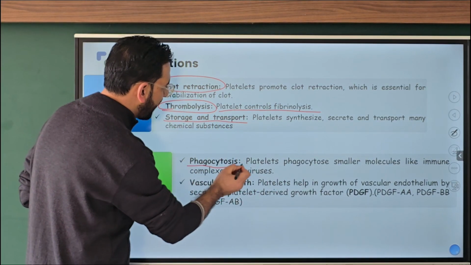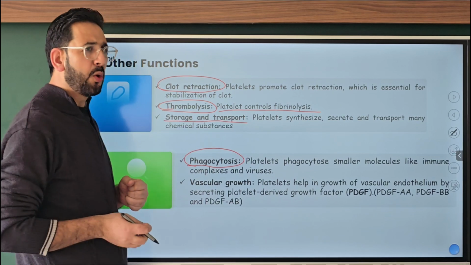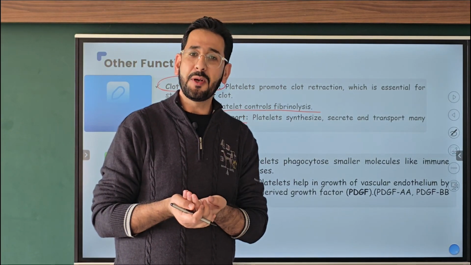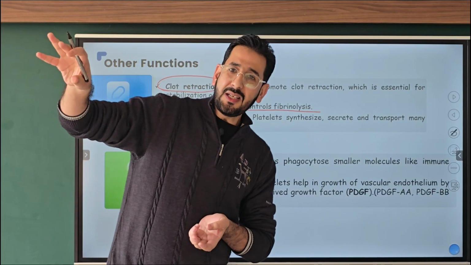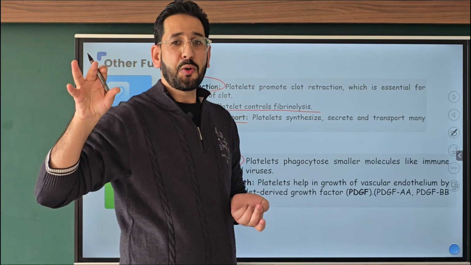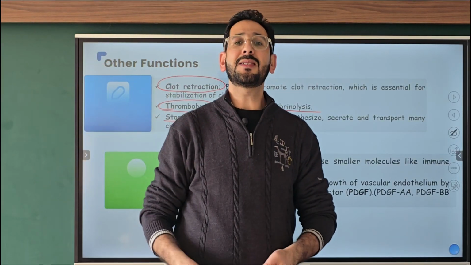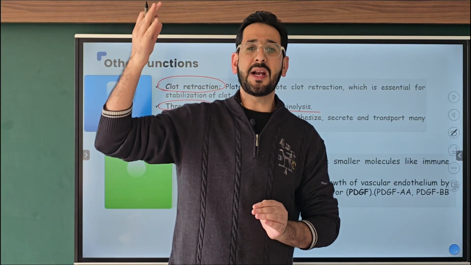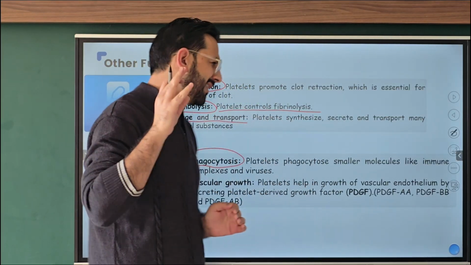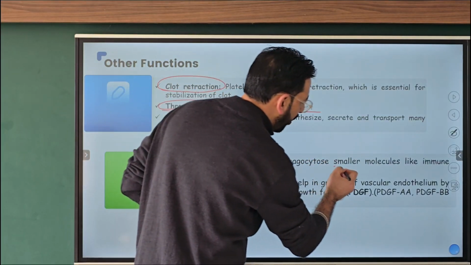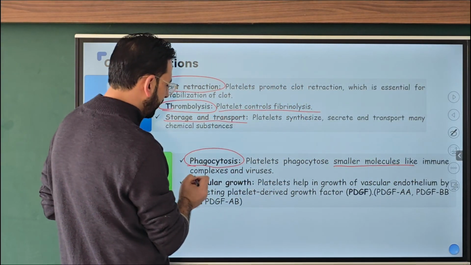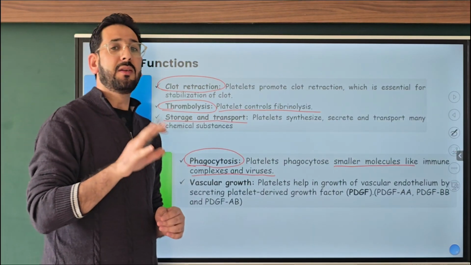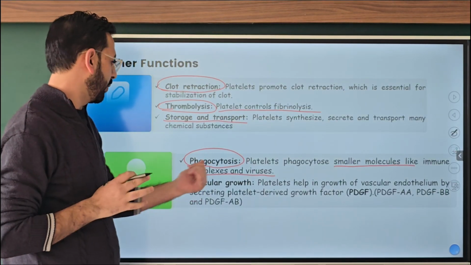Then another function is phagocytosis. Now, I have already told you that these platelets have the tendency to change their shape. So, like the white blood cells, the neutrophils and macrophages, these platelets can also do phagocytosis, but not as big phagocytic cells as the white blood cells. They can phagocytose smaller molecules like immune complexes and viruses. So definitely the platelets have the property of phagocytosis.